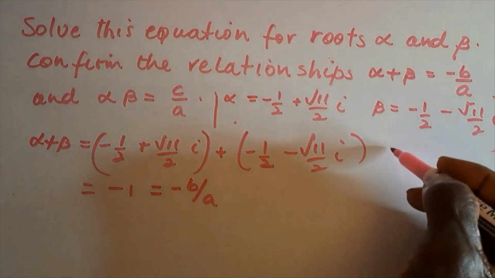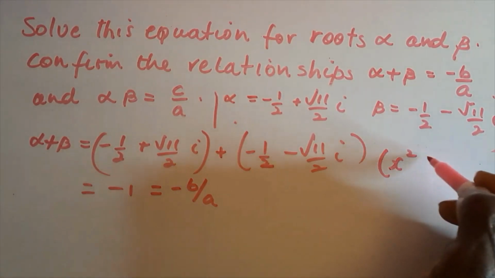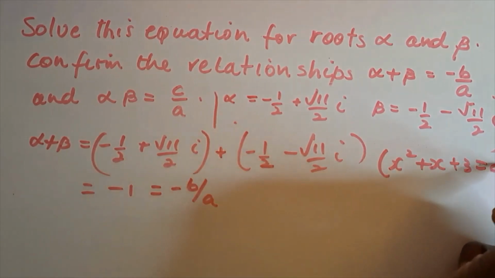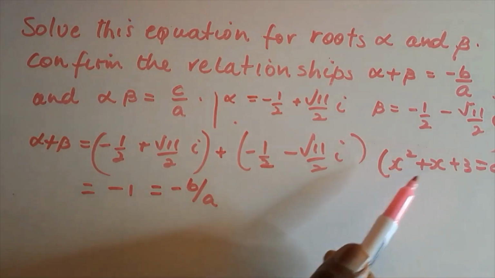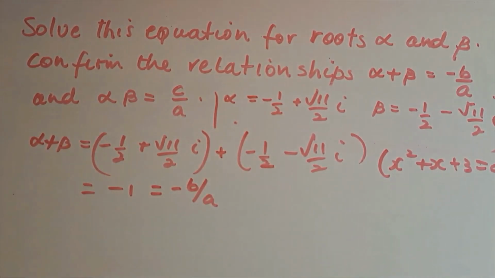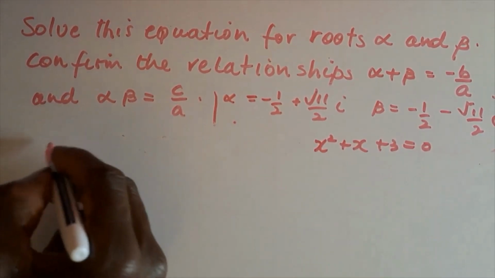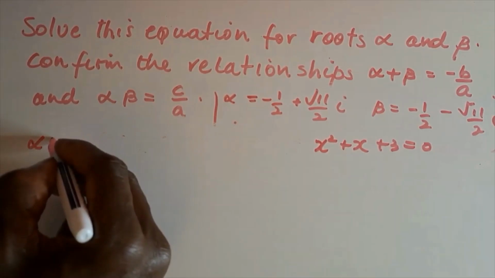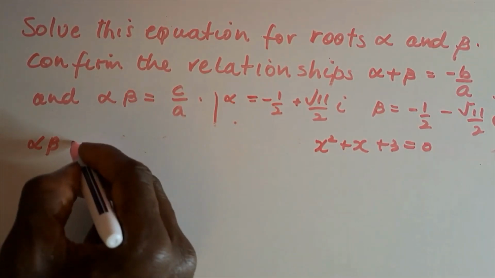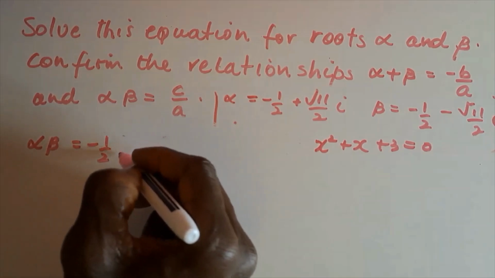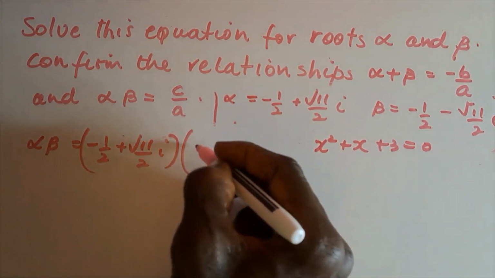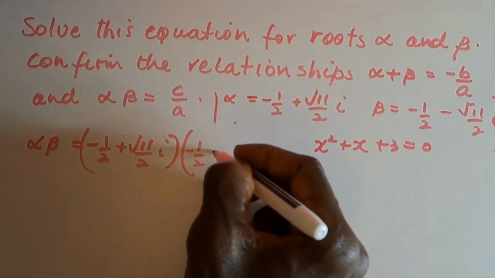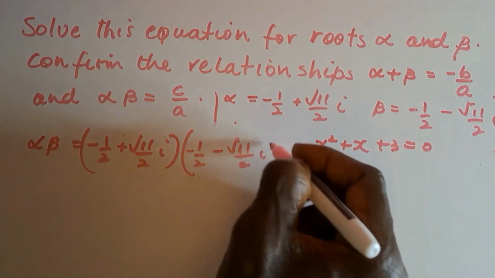The quadratic, just to remind you, is x squared add x, add 3 equal to 0. So minus b over a, b is 1, a is 1, so minus 1 over 1 is minus 1. Next we have the relationship alpha times beta. That's equal to minus a half add root 11 over 2i, multiplied by minus a half minus root 11 over 2i.